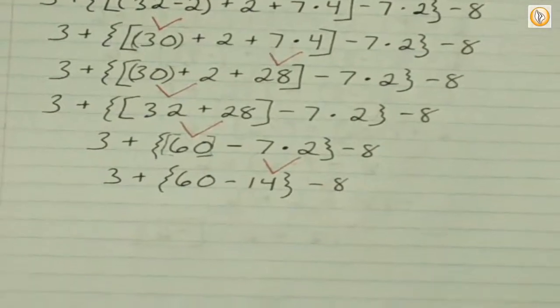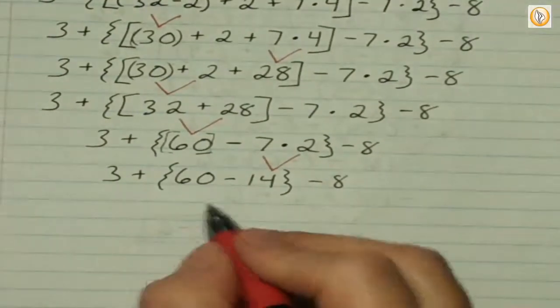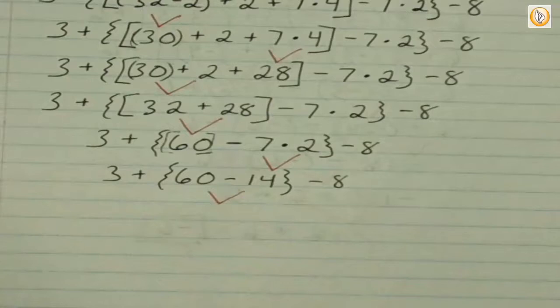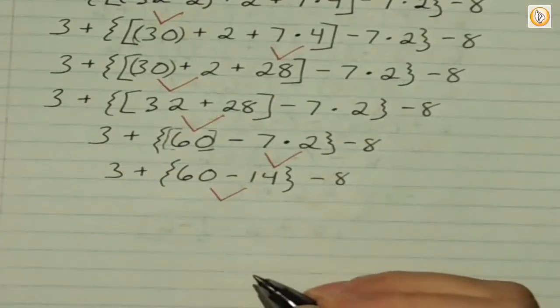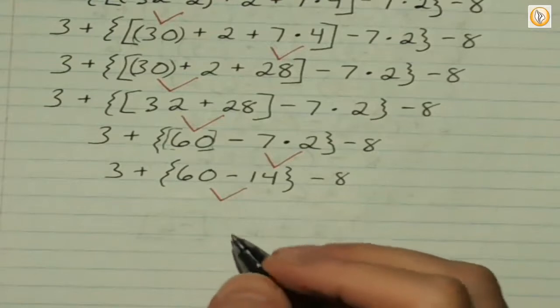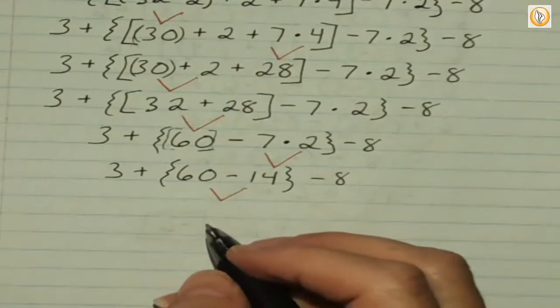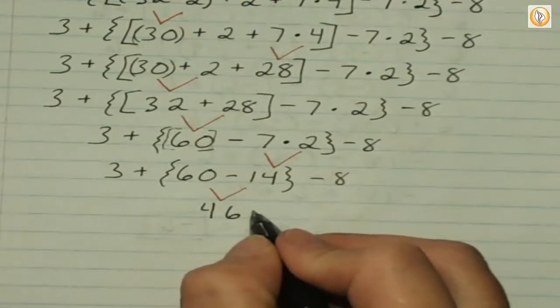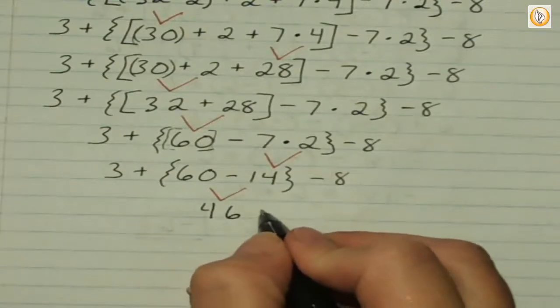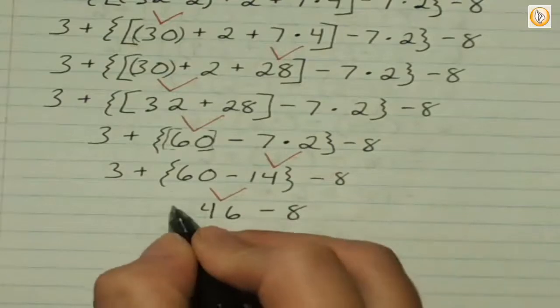Now what do I do? 60 minus 14. And what do you get? 46. And you can keep that in parentheses or you can just bring it out. It doesn't really matter.